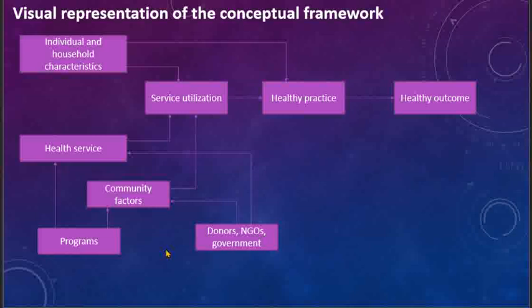And when this service, for this example maybe uptake of COVID-19 vaccine, is used, it will lead to healthy practices and then a healthy outcome. Just looking at these different factors that lead to a healthy outcome will help you, from the high level, to understand what is expected in the project, and also start thinking of the type of indicators that you are going to develop for this project.